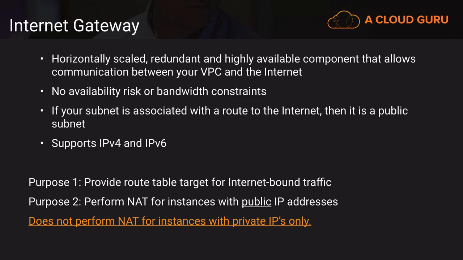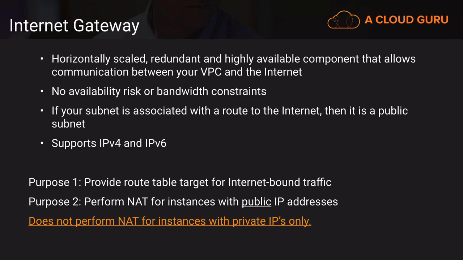And if your subnet is associated with a route to the internet, then it's a public subnet. An internet gateway supports both IPv4 and IPv6. Now, it fulfills two purposes. The first is it provides a route table target for internet-bound traffic. And purpose number two is it performs NAT for instances with public IP addresses.